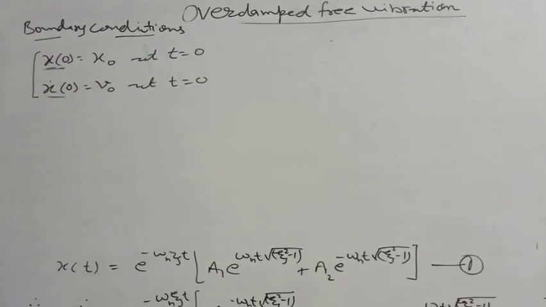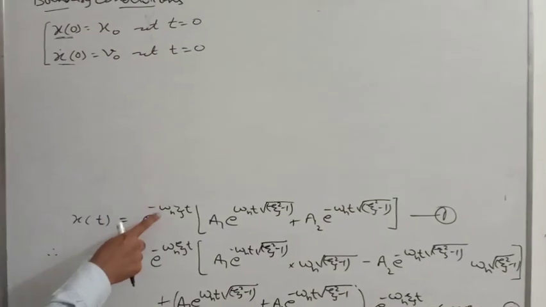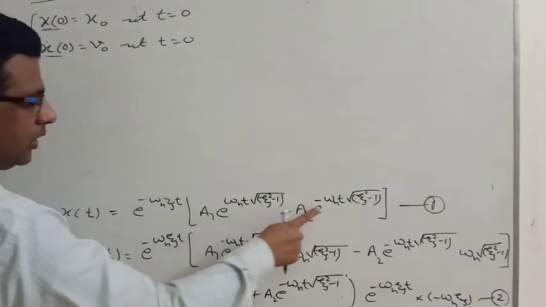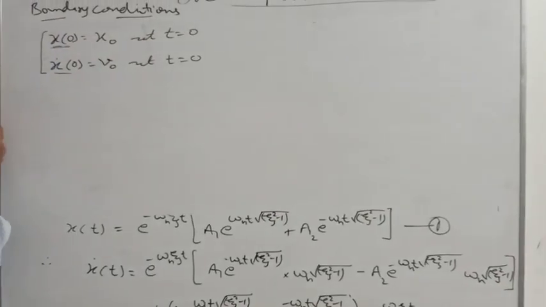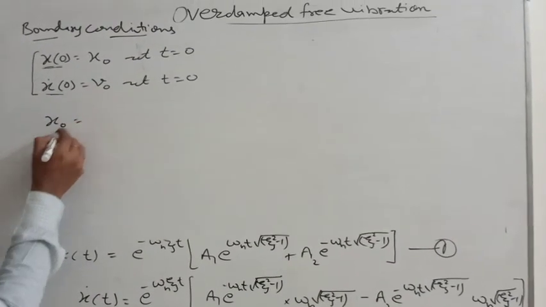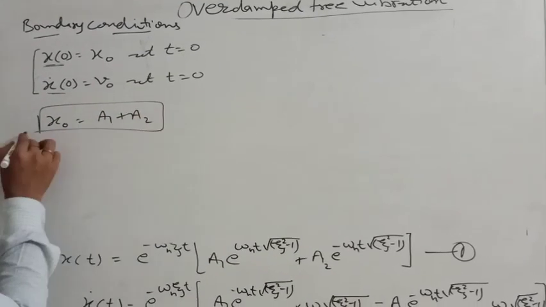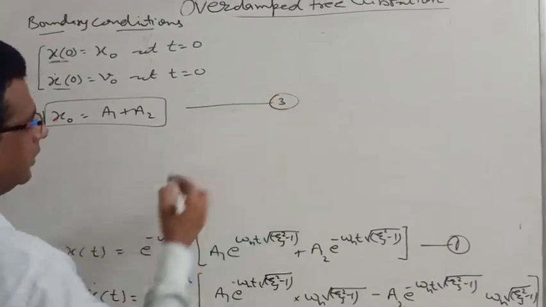Now applying these boundary conditions in equation number 1, at t equals 0, this is 1, this is 1 and this is 1. That's why our equation becomes x naught equals a1 plus a2, equation number 3.